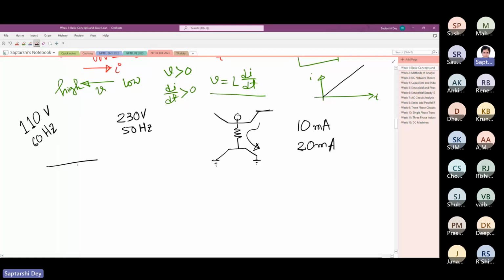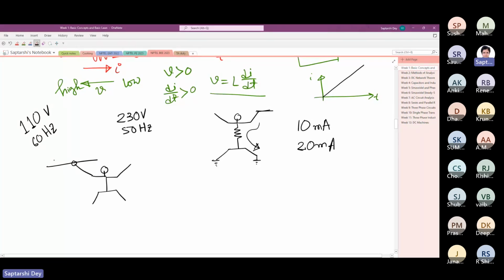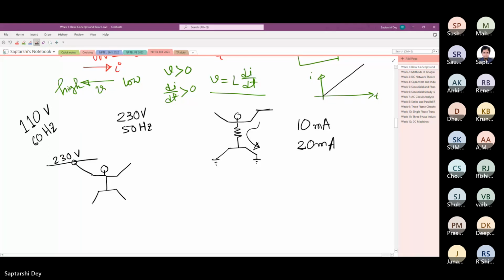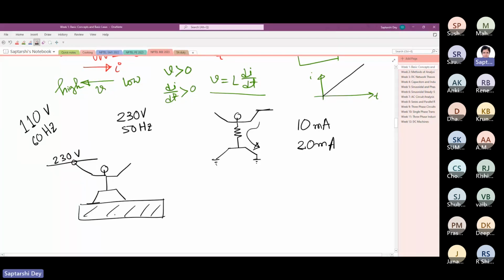So this is you standing. This is your hand. And you are standing directly on the ground. Say this is 230 volt. Directly on the ground you are standing. This will give you a good shock. But suppose this is a wooden plank on which you are standing. This is still 230 volt, but you will not get a shock probably, if this is thick enough.